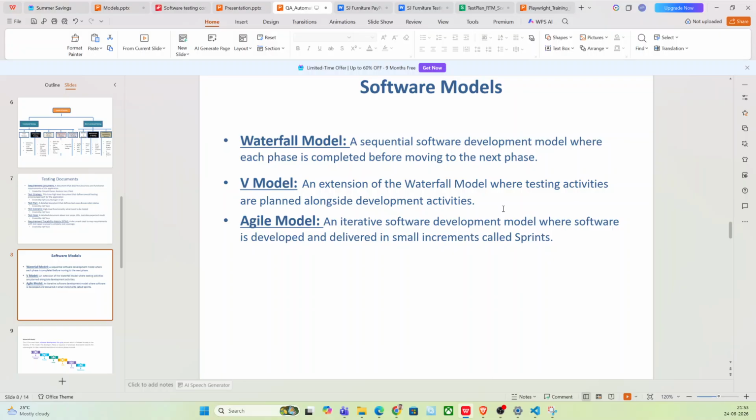So there are three different models. The main ones are the waterfall model, the V model, and the agile model. Let's discuss what exactly these things are. So what is a waterfall model?